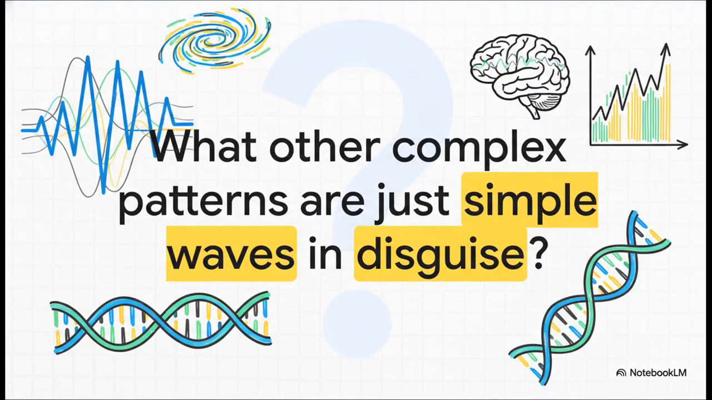So what's the big takeaway here? We've seen that even the most complicated, chaotic-looking signals are actually made from incredibly simple ingredients. And that leaves us with this one kind of mind-bending question. What other complex patterns out there, in the stock market, in the weather, maybe even in the firing of the neurons in our own brains, are really just simple waves in disguise, just waiting for us to find the recipe?